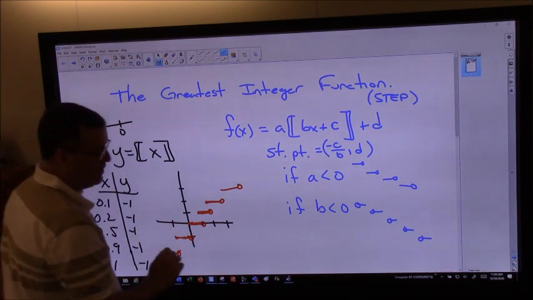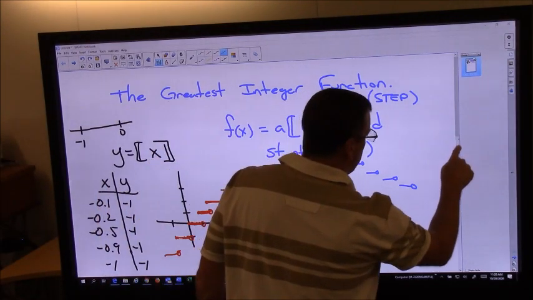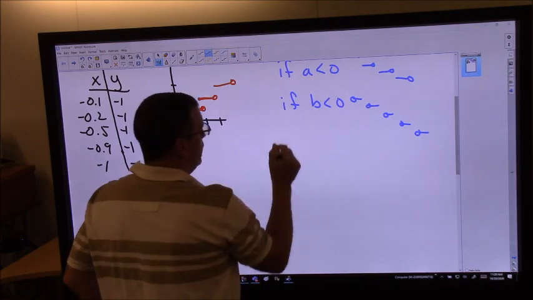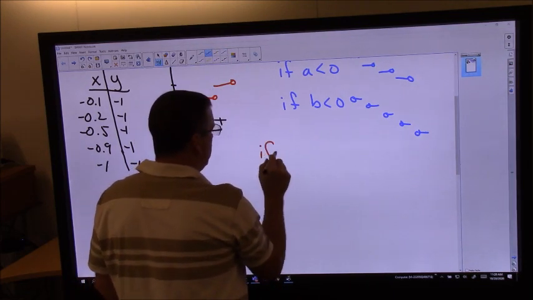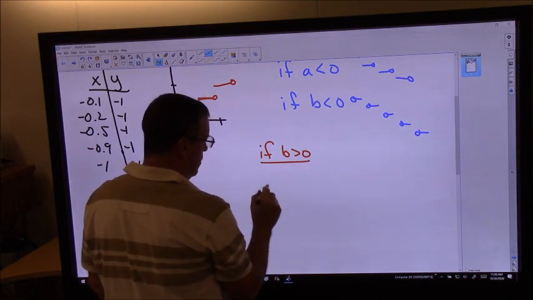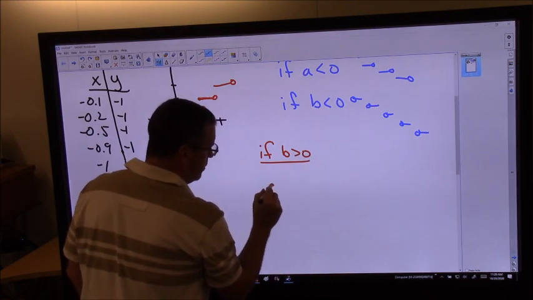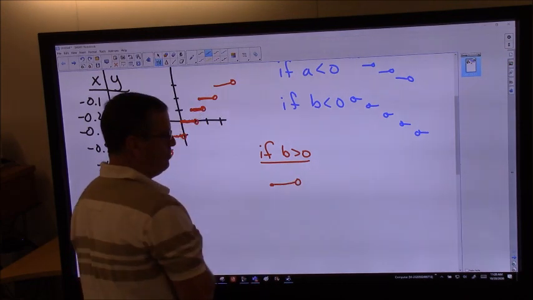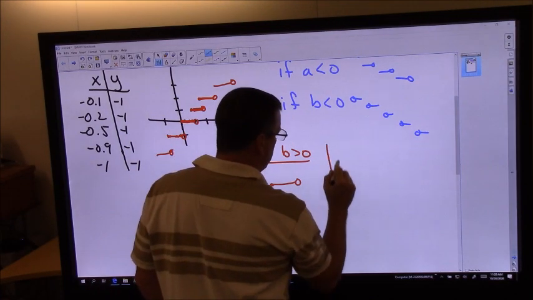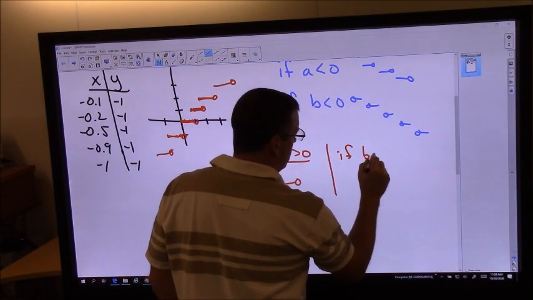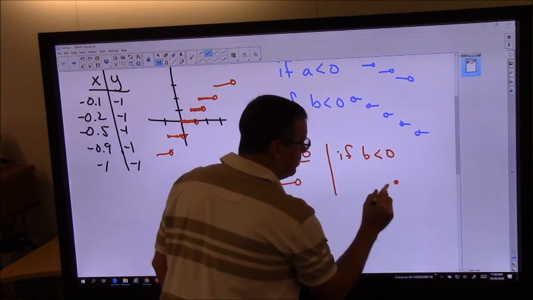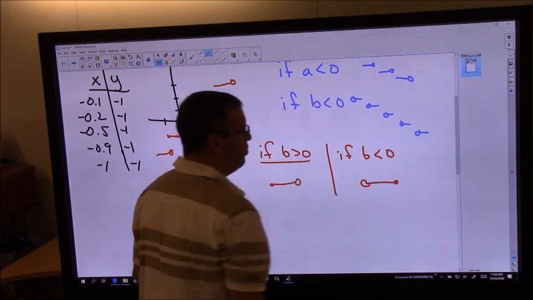Okay? Now, I want to make sure we get this part, because this is really important. I'm going to change color here. If b is greater than 0, so b is a positive number, then we're going to start a step, go over a certain distance, and then draw an open circle. Okay? If b is less than 0, so it's negative, then we're going to start a step, go a certain distance, open circle.